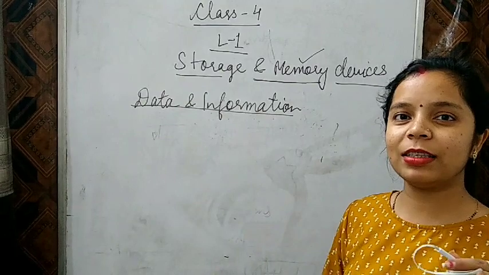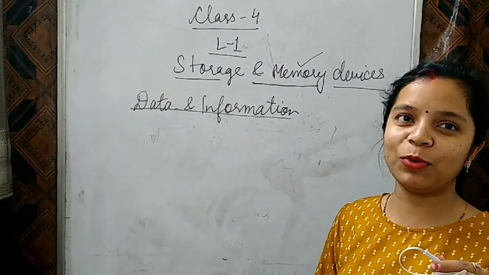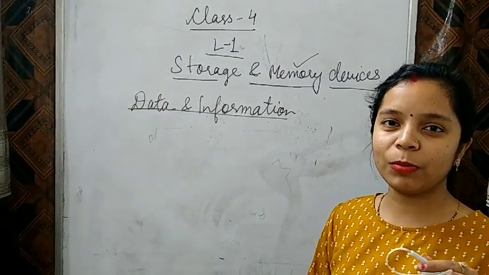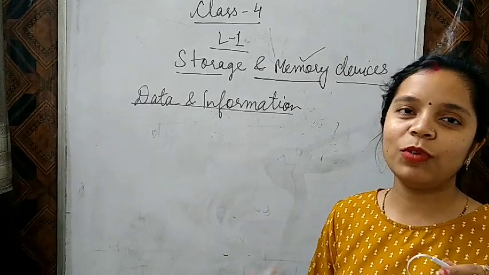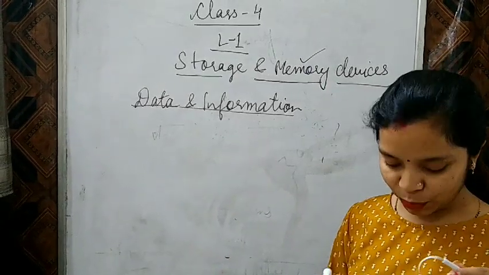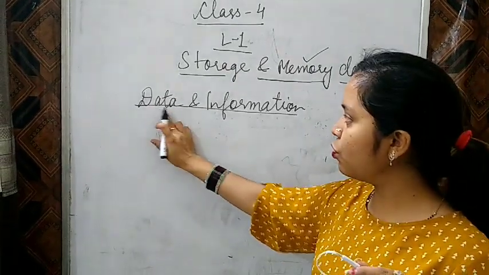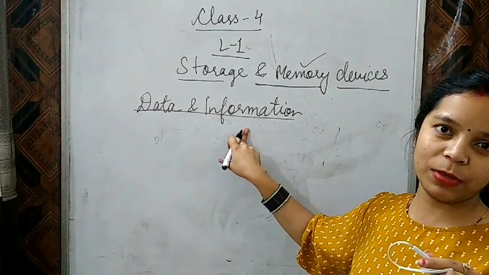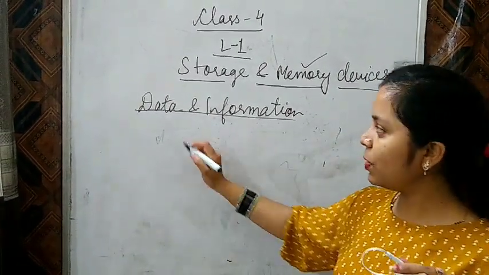Now we will study in this chapter about different types of memory. What are different types of memory? What are different devices which are used to store data in the computer? Now first we should know what is data and information. Now what is data and information?